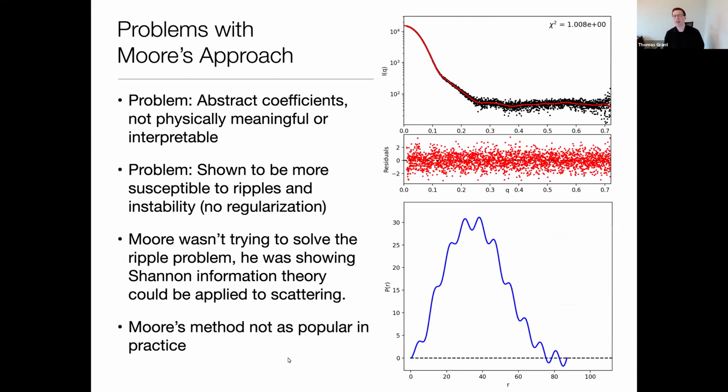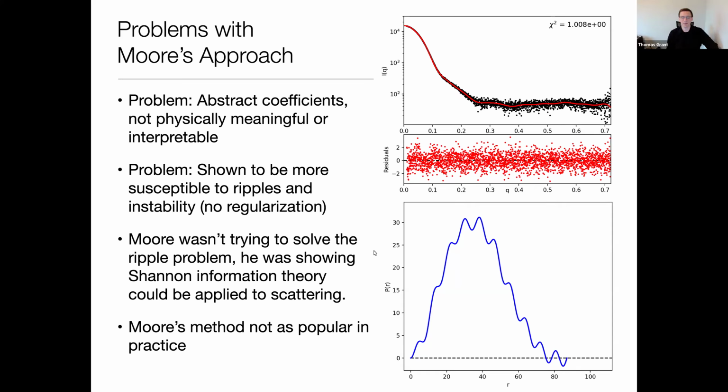But this approach has some problems. One is that these are some abstract coefficients. They don't have any physical meaning to them, right? They're just the weights of these basis functions, so they're not physically meaningful. Another, which is a more practical problem, is that it was shown in the decades following Peter Moore's publication that his method was a little bit more susceptible to ripples and instability than the cubic splines, because the cubic splines had regularization that could be applied to them. Nobody had figured out the regularization problem to restrain the smoothness of the P of R curve from Moore's approach.